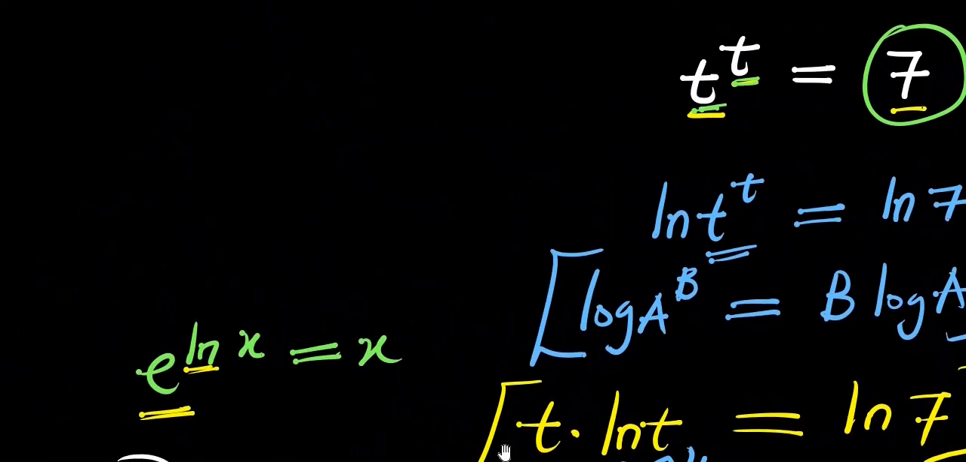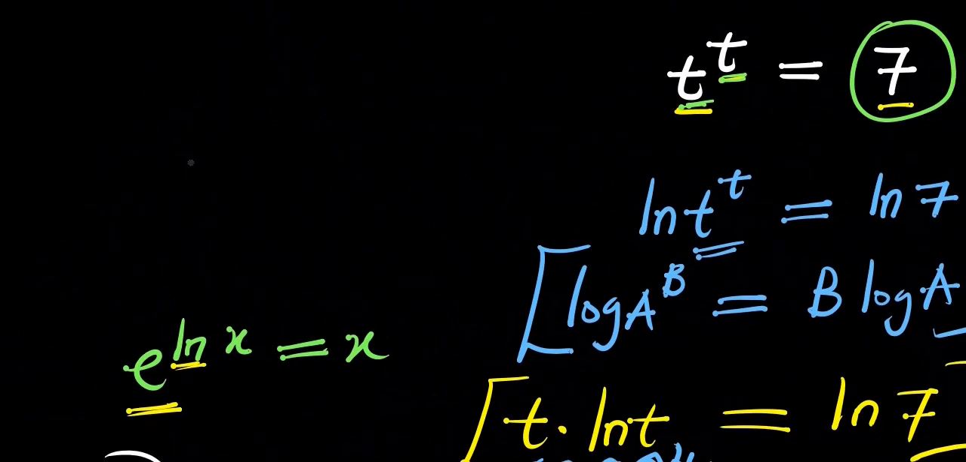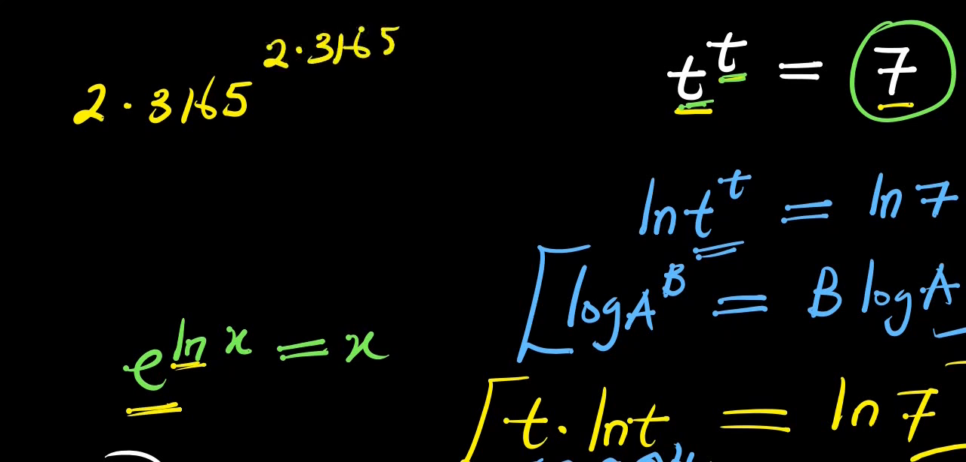As simple as that. Now our value for t is 2.3165. So if you come over here and have 2.3165 raised to the power of 2.3165, you are going to have an approximate value of 7.